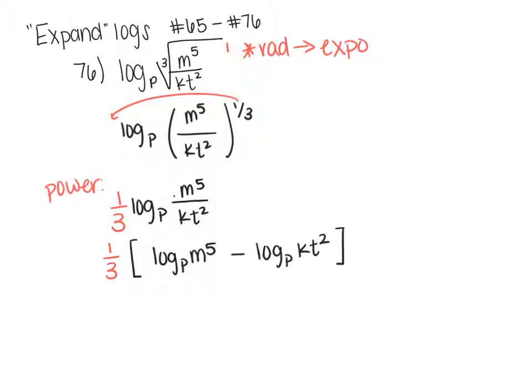Now I'm going to look again. So now in this log, what's happening inside? Well, I had power rule, and then this last one I just had was quotient rule. Now within the first log, I see another power. I see that 5. So I'm going to bring the 5 down out front, carry everything down.